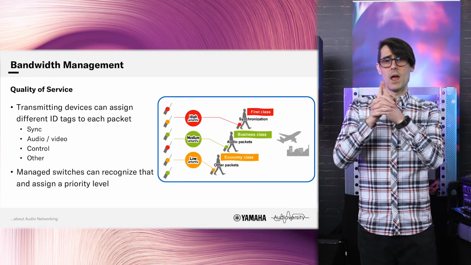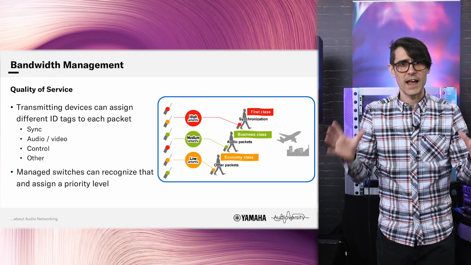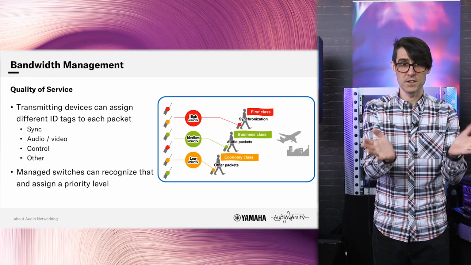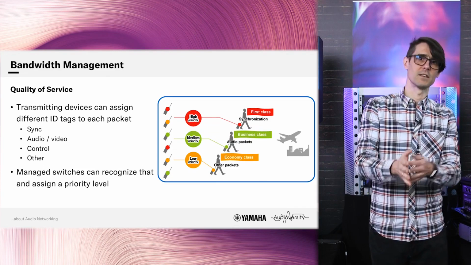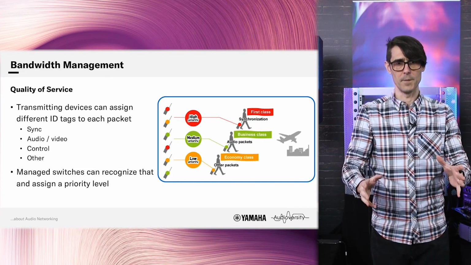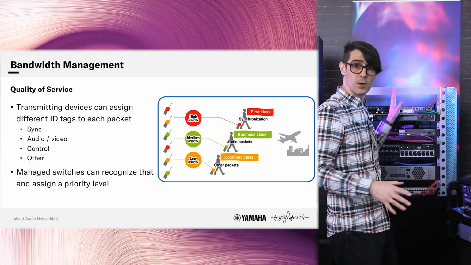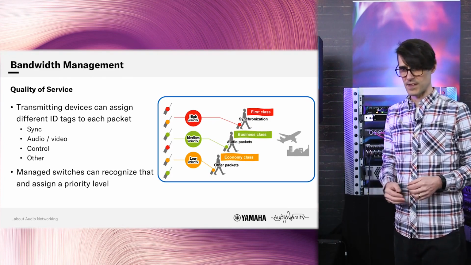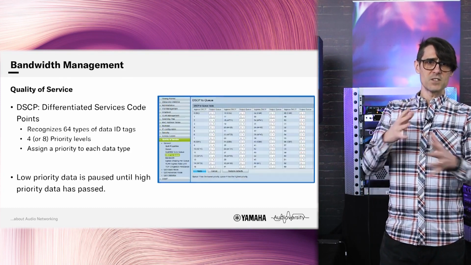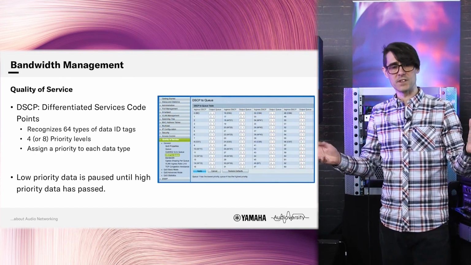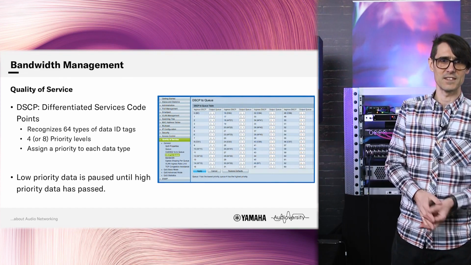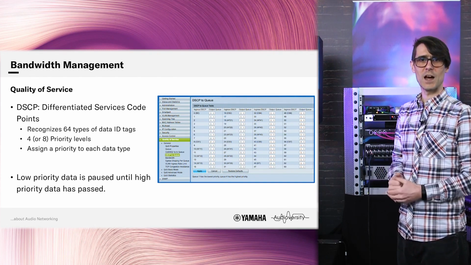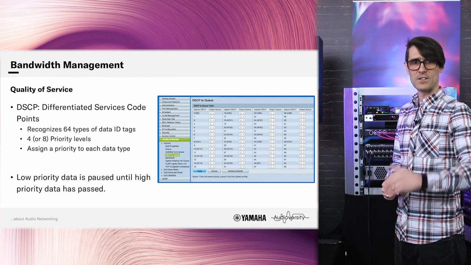So all your network data can have different identification tags assigned to them. Synchronization data will have one type of ID tag, audio and video data another type of tag, control data another. And your managed switches will recognize that type of data and will know what data is more important than the others. So each switch has a kind of table of code points or IDs. It's often called DSCP, Differentiated Services Code Points. And there are 64 types of data. You can assign them different levels of priority.